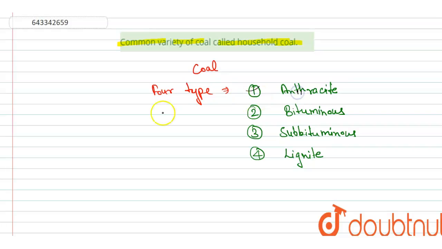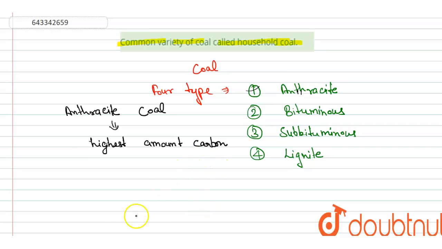So anthracite contains the maximum carbon content, the highest amount of carbon. If we talk about anthracite coal, it contains the highest amount of carbon and has clean burning properties. That's why it is used as household coal. So which type of coal is used as household coal? We named it anthracite coal. Anthracite coal is used as household coal.